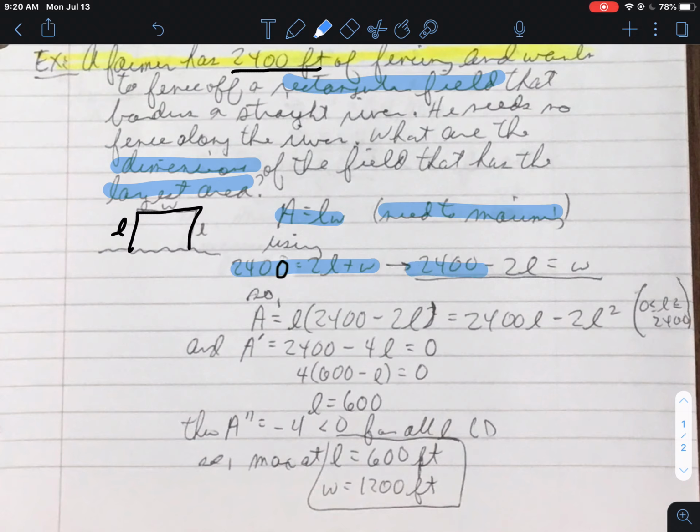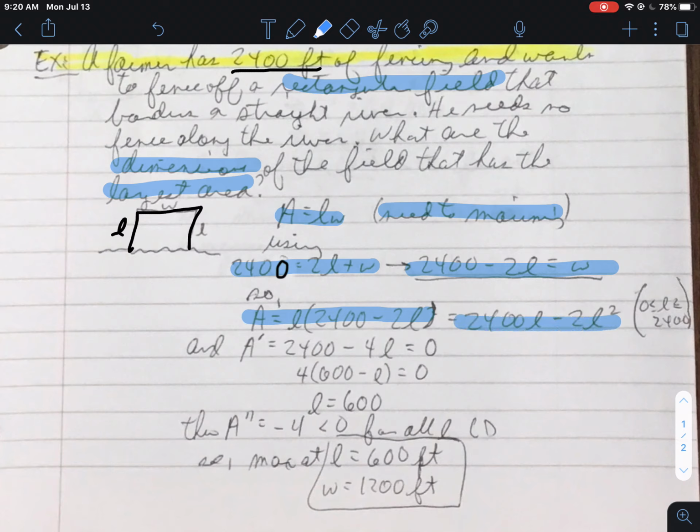So we make our substitution into our area function, the one that we are optimizing. So in place of W, I have 2,400 minus 2L. And now there's our area function in terms of a single variable. We then need to find its critical values, its critical numbers. So we want to differentiate that function. I went ahead and distributed L. I've got 2,400L minus 2L squared.